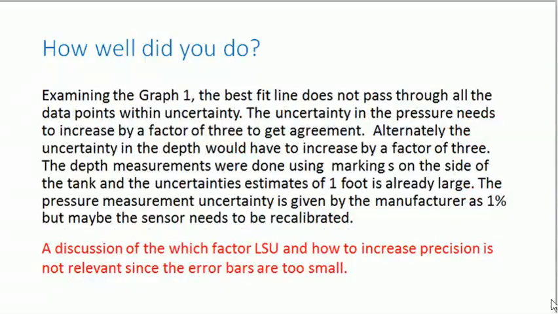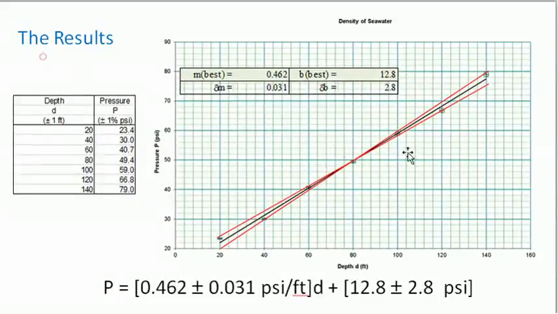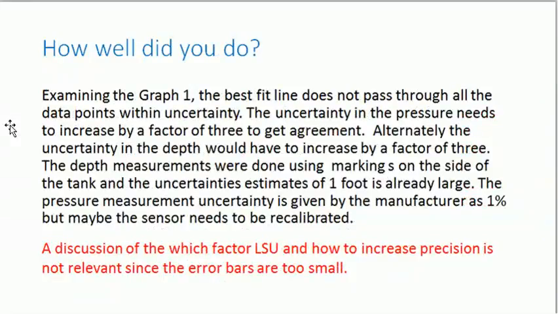Well, if you look back at the graph, you see that the best fit line does not pass through all the data points within uncertainty. I flashed it too quickly for you really to see that, but in the lab, it's your lab, you've already seen that. So that doesn't matter. It's okay if they don't agree within uncertainty. Nothing says it has to. The uncertainty in the pressure needs to increase by a factor of 3 to get agreement. Right? So if you're not agreeing, how much are you off?